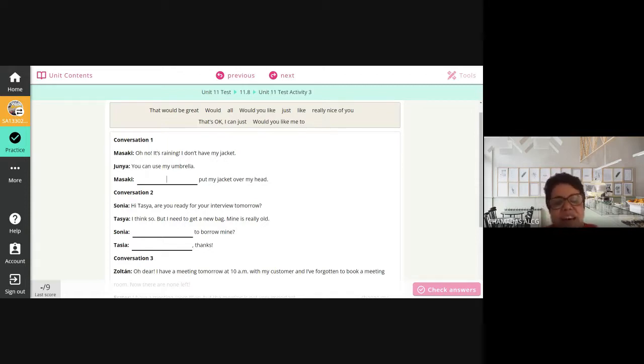And none of the others match. I tried to put the other ones here, but they don't match. Would you like doesn't match because it's missing two. Would you like me to put my jacket over my head? Doesn't make sense. That would be great. Doesn't match because it's missing two. That would be okay, but it's missing two.